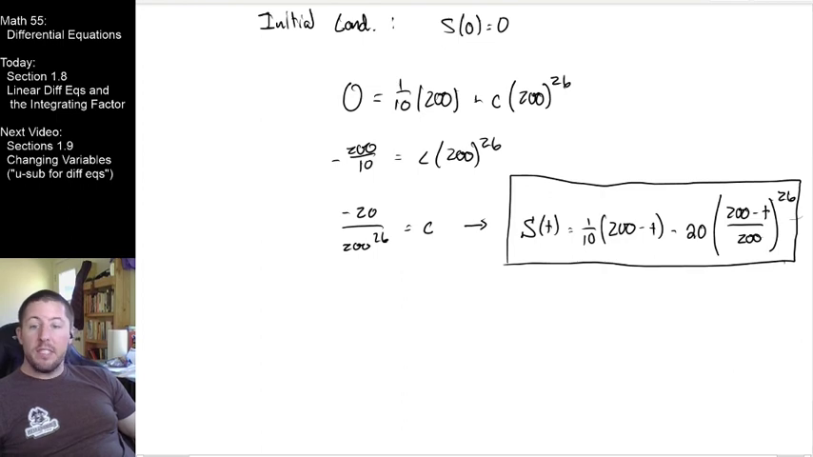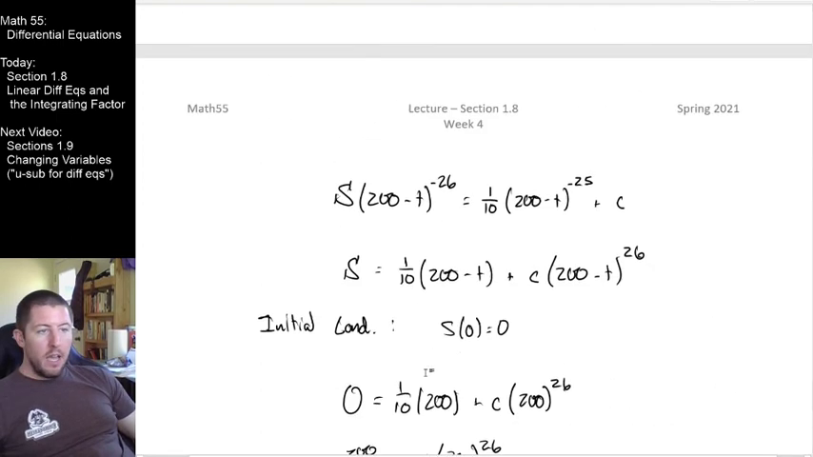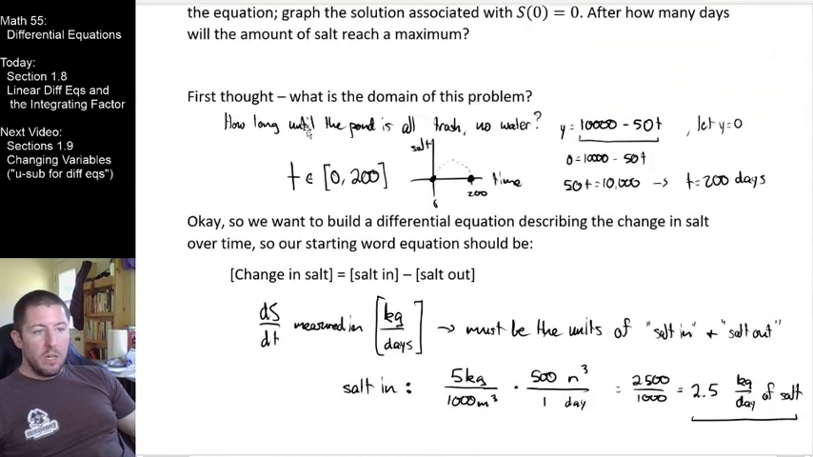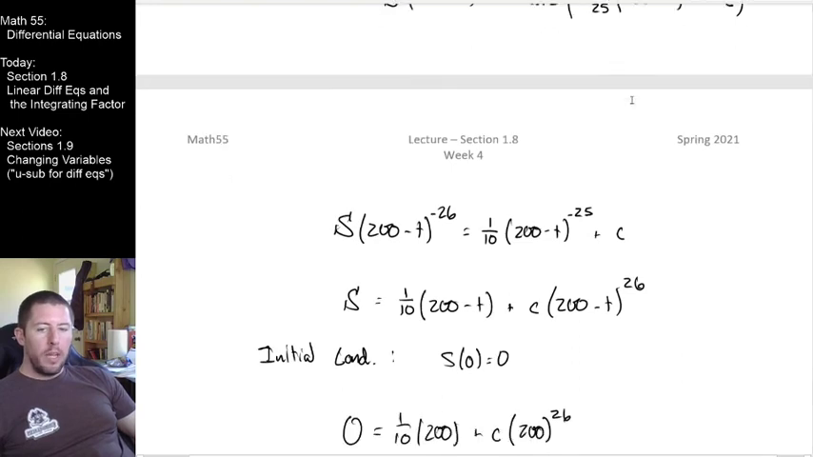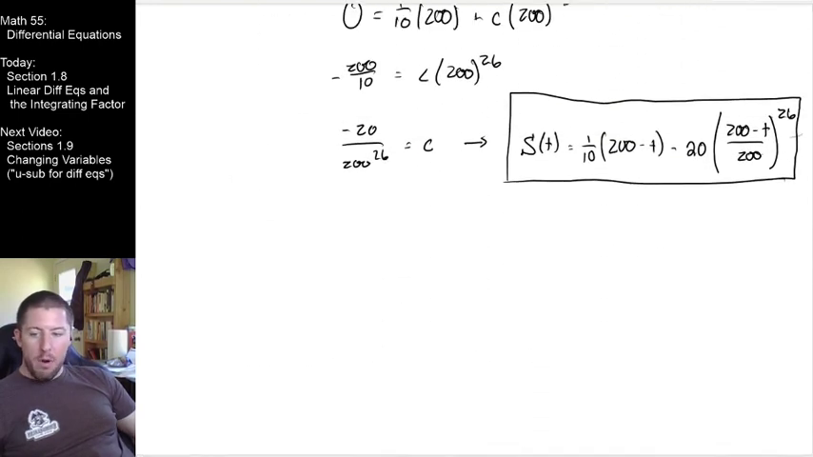So let's see what this graph looks like in Desmos compared to our guess of what we should be seeing. There was one last question that we didn't answer, which is: after how many days will the amount of salt reach a maximum? That was the last thing we wanted to answer. We'll get that from a graph. So let's pop over to Desmos and see what we can see.